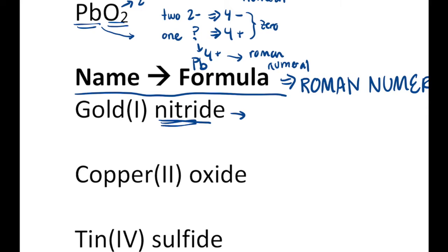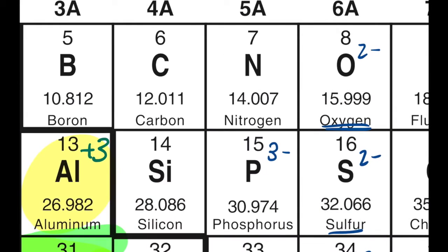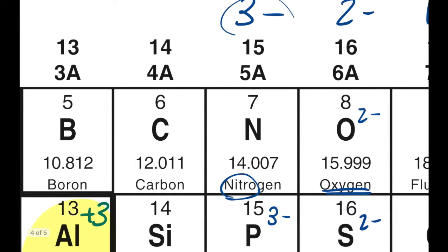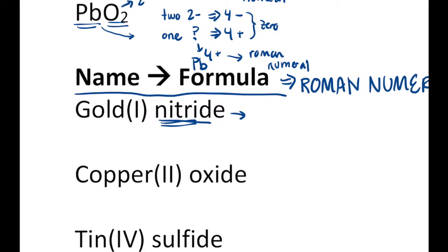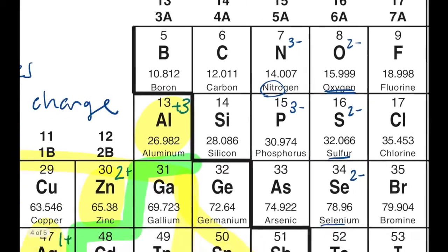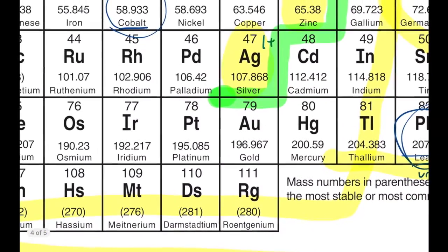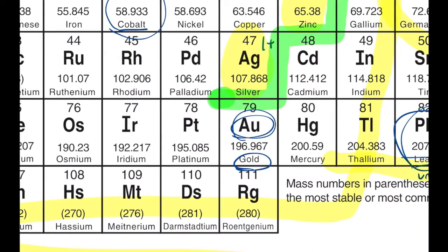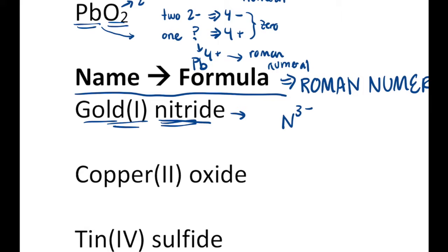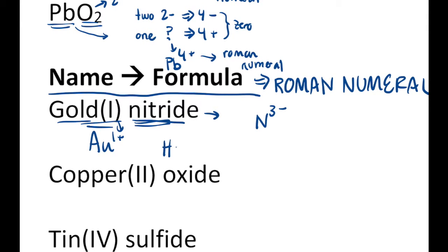So let's look at this first one, gold 1 nitride. Nitride, just look for the beginning, nitrogen, it's actually nitrogen. So nitride is going to be an N with a 3- charge. So we know there's an N with a 3- charge, and then we're looking for gold on the periodic table. We need to figure out our element symbols for this situation. Gold is AU, so we are going to put an AU. Now it has a Roman numeral of 1, so that 1 means it's a 1+ charge.